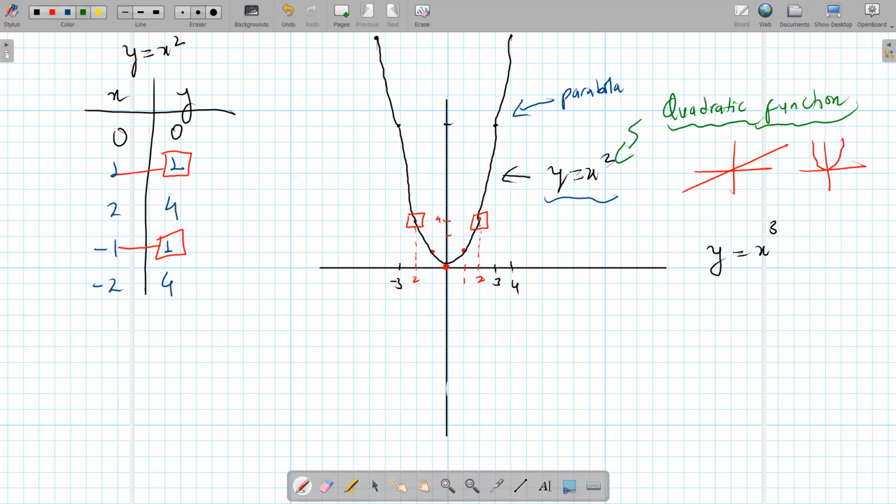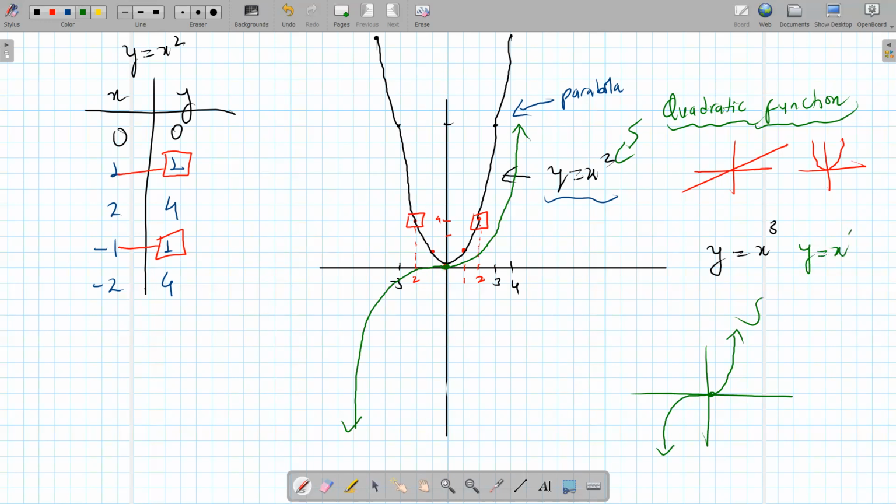It looks like an S. It looks like a snake, like that, and then it's gonna go up. You can always find this by plugging in a table of values. X power 3 looks like this. So instead of a U, the left half of the U goes down.